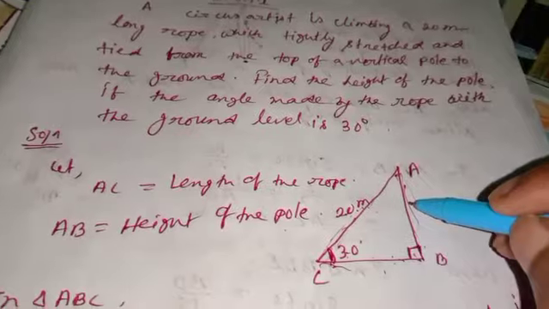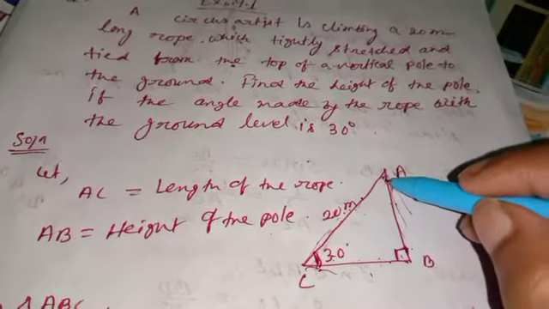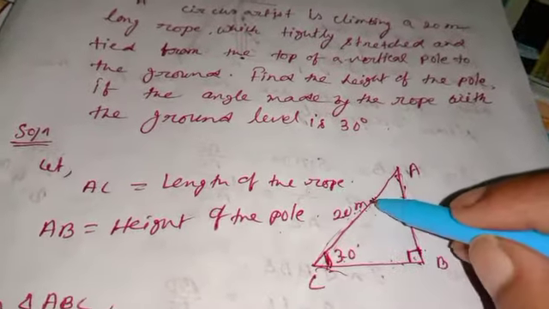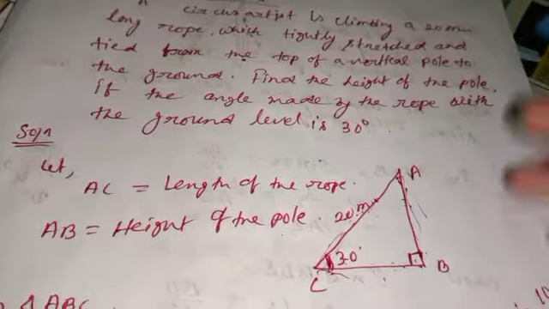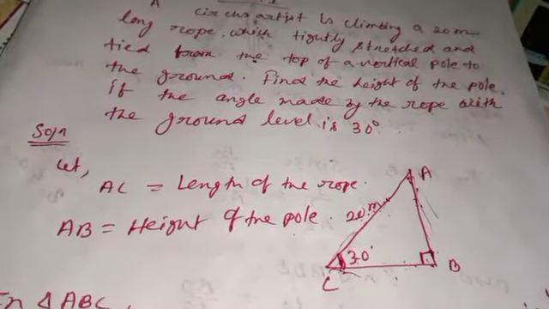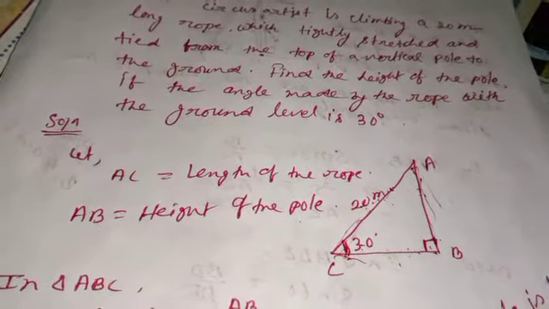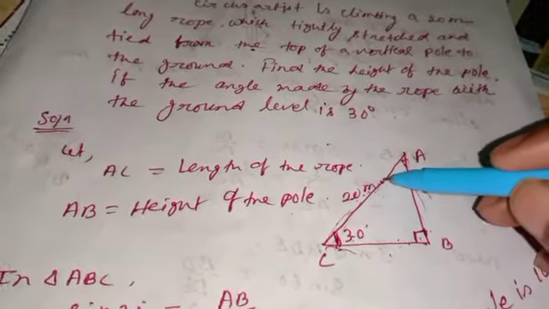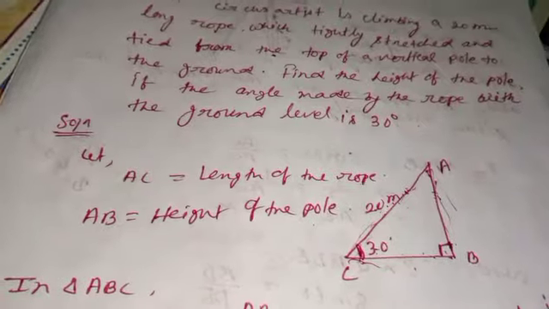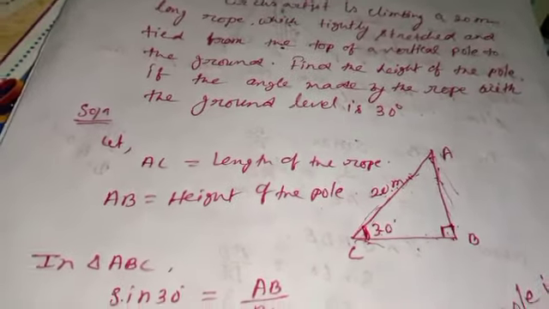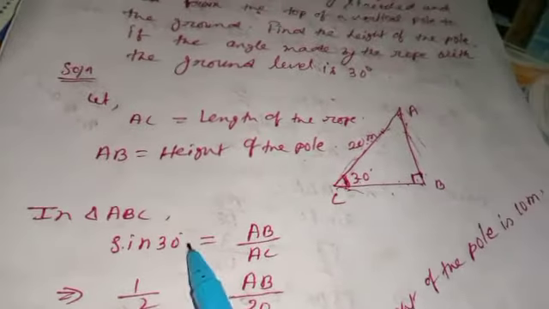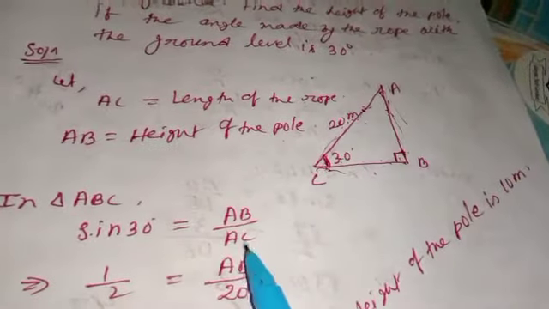Perpendicular. Then if you compare these two, P and H, means P by H or H by P. Anyone you can use. If P by H, then what is the ratio? Sin theta is equal to P by H. Sin of any angle is what? P by H. Or cosec is what? H by P. Anyone you can use. Either you can use sin or cosec. So I am going to use sin. Okay. So sin 30 is equal to P by H, means AB by AC.